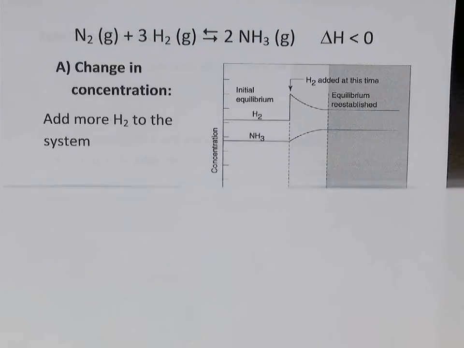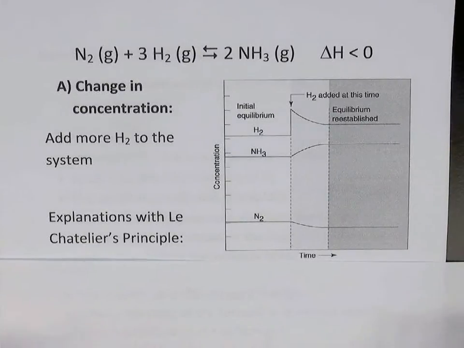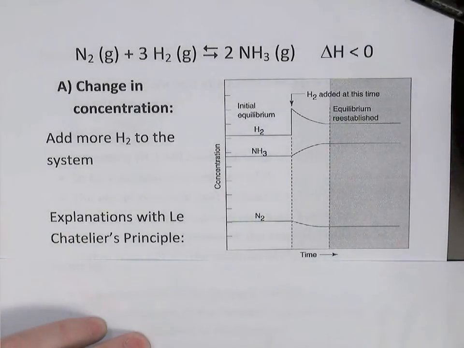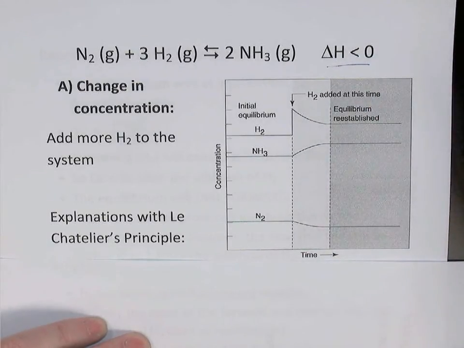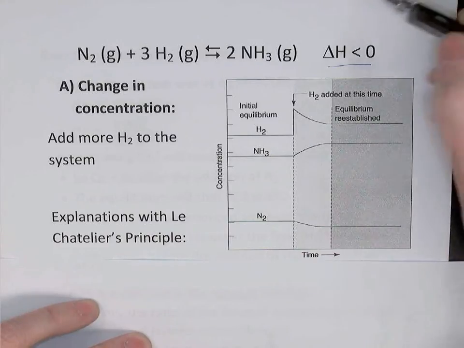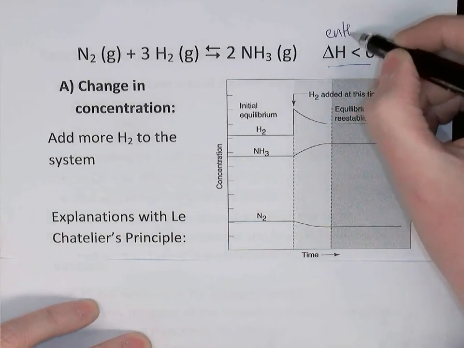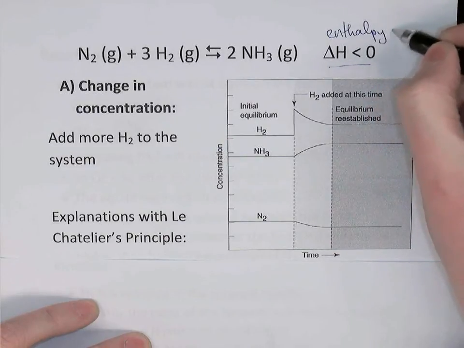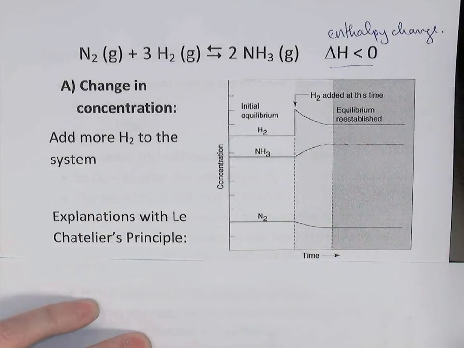An example of an equilibrium system is the Haber process. This is the production of ammonia gas, NH3, from nitrogen and hydrogen gases. The reaction's balanced here, and beside it we've written that delta H for this reaction, the heat of reaction, or if you like more precisely, the enthalpy change, is negative, less than 0.